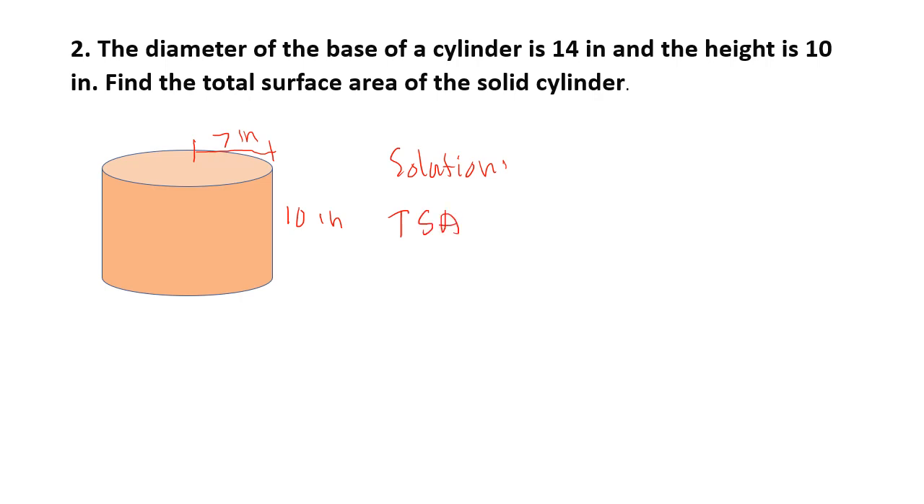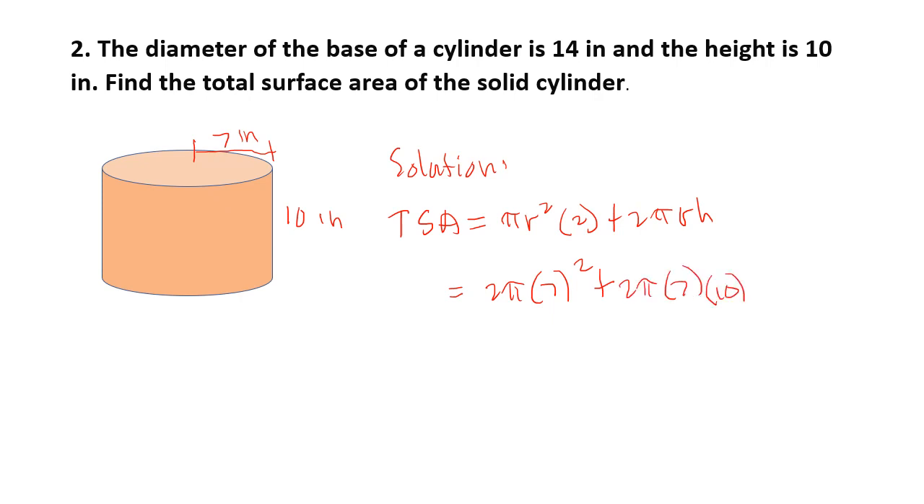Total surface area equals pi r squared times 2 plus 2 pi rh, equals 2 pi times 7 squared plus 2 pi times 7 times 10, so equivalent to 747.7 inches squared.